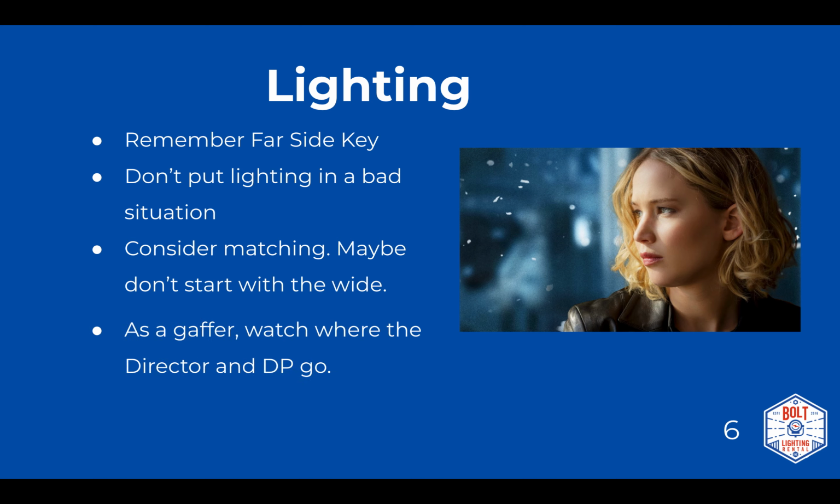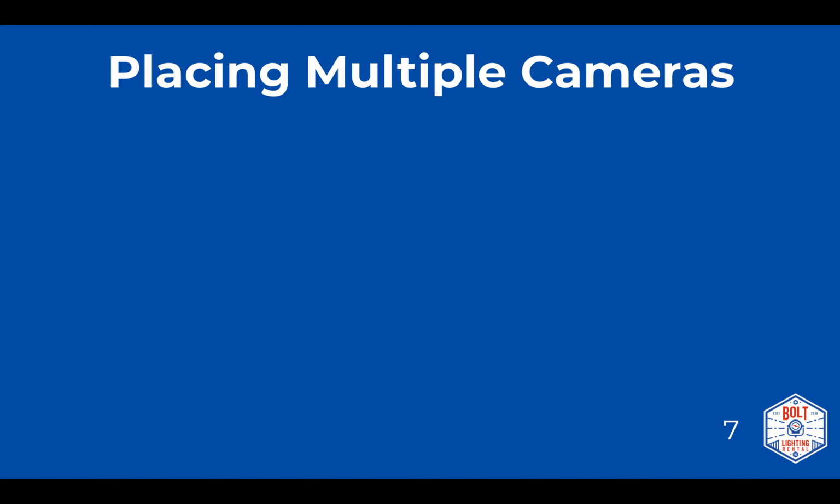As a gaffer, I think it's always good, when they're doing a blocking rehearsal, to watch where the director and the DP go. Usually, as they're blocking out the scene, they're figuring out where things are going, where the people are going, where the cameras are going. They're going to walk over to the spot where they think the camera should go. So if you see them going and talking over on one side of the room, you can think, okay, if they're over there, then I would have to key from over here, and that would mean I need to have these lights ready. So it can just help to prepare you a little bit.